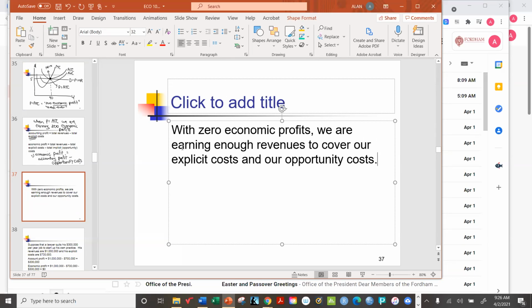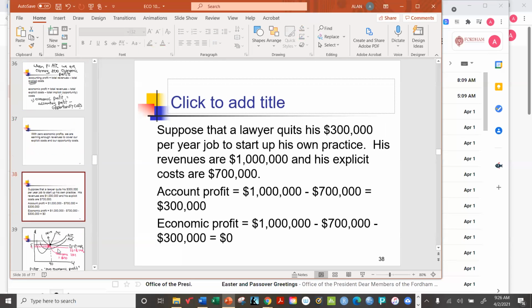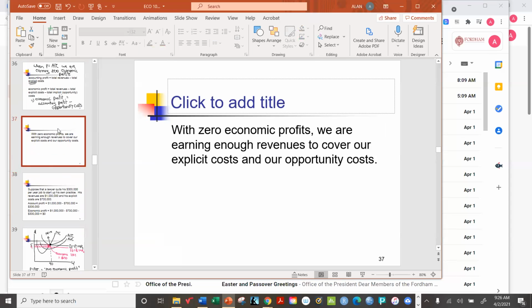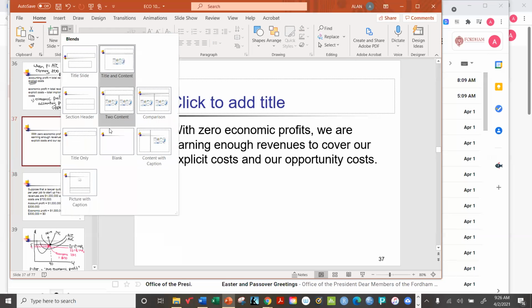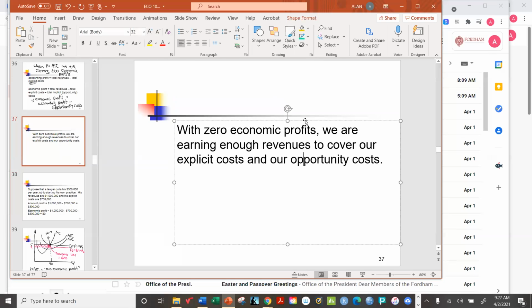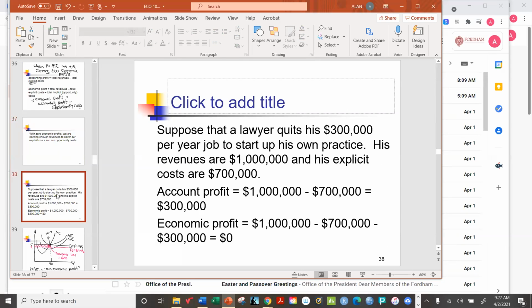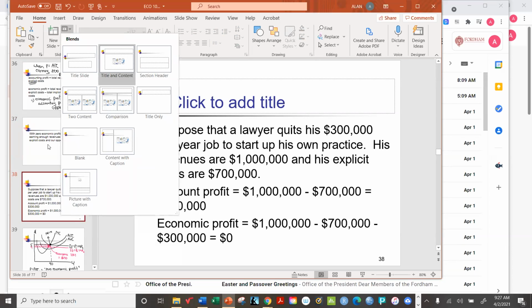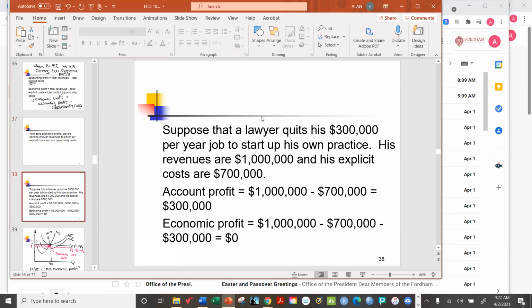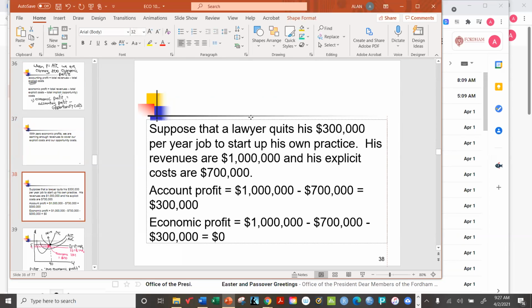So this means that we're said to be breaking even, but let me show you an example which illustrates why this doesn't mean you're making no profits at all. It means you're covering your opportunity costs. So let's say that a lawyer quits his job to start up his own firm. He was earning $300,000 a year, and now he's decided to start up his own practice.